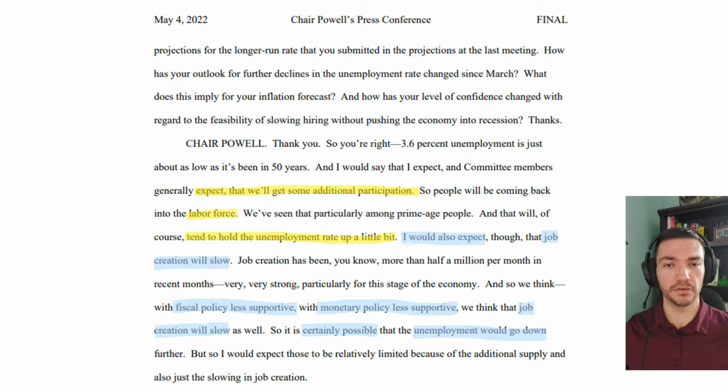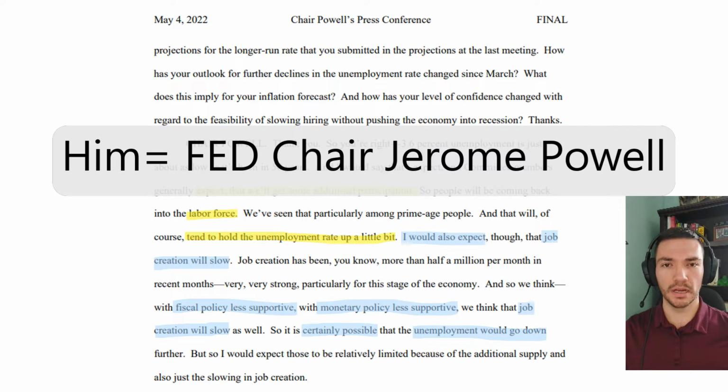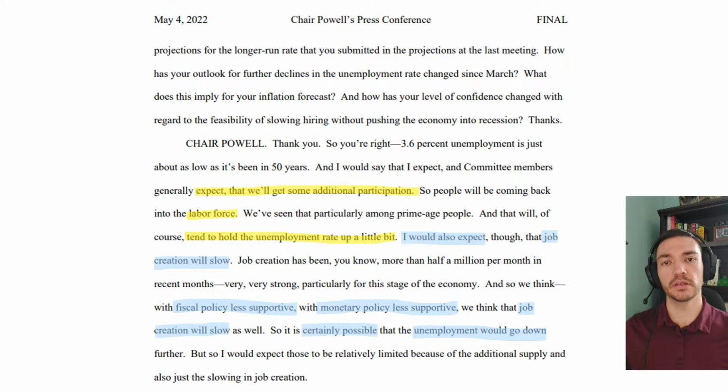Somebody after this press conference in early May asked him a couple questions, including one about unemployment. And so he gave kind of a double answer. He gave an argument that would support unemployment going up, and he also gave an argument that would support unemployment going down. For the one going up, he says that they're expecting there to be some additional participation in the labor force, and that would keep unemployment up.